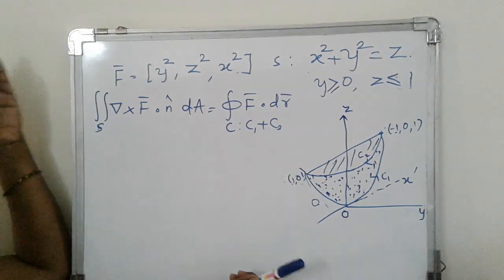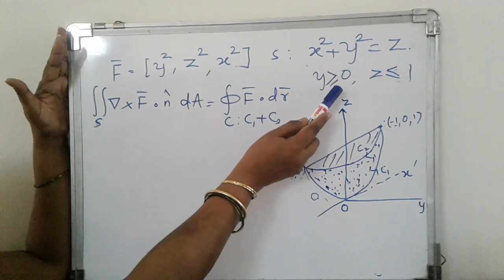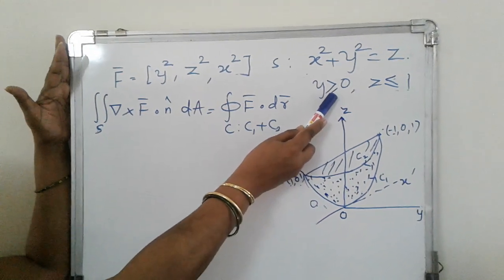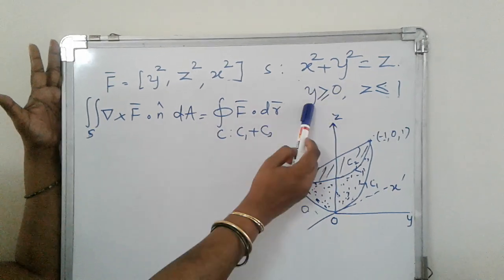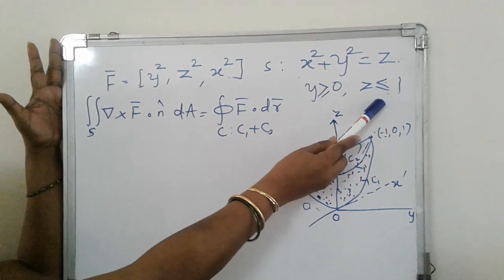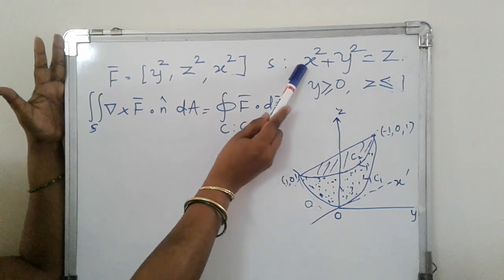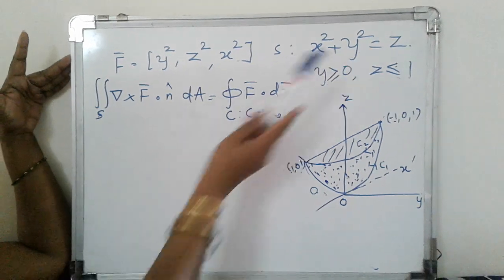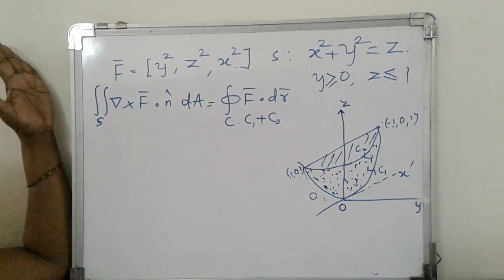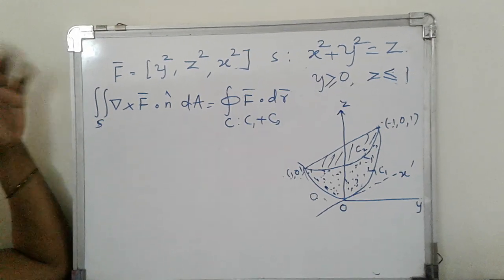Let's see this data regarding the surface, or which surface exactly we are supposed to verify the Stokes theorem. This is y greater than or equal to 0, and therefore this is a closed and bounded region. Z less than or equal to 1, this is also a closed and bounded region. Whereas this surface, the portion of the paraboloid x square plus y square equal to z, is an open surface, and over this surface only we are supposed to verify the Stokes theorem.